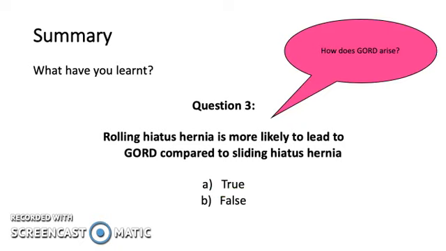Question 3. Rolling hiatus hernia is more likely to lead to GORD compared to sliding hiatus hernia. True or false? Remember, how does GORD arise? It's false. A rolling hiatus hernia is not likely to lead to GORD compared to sliding hiatal hernia. Remember, if the LOS is intact, then reflux is unlikely.